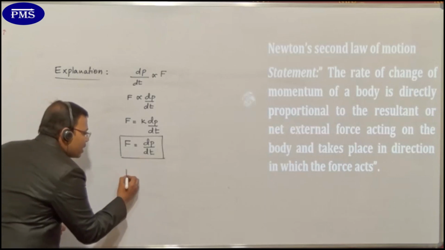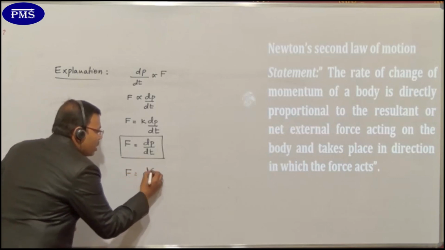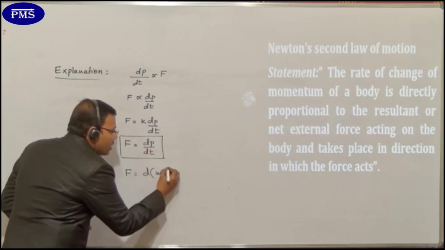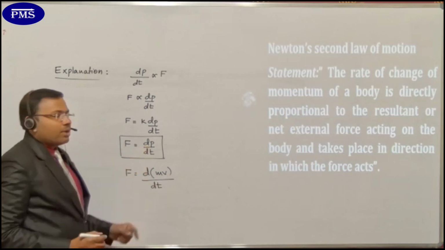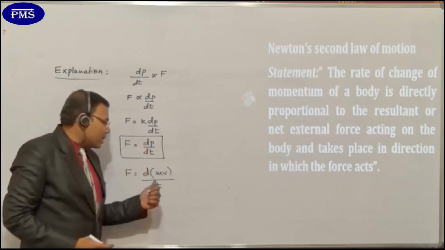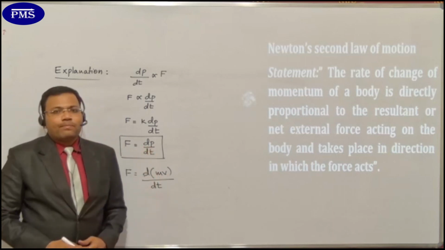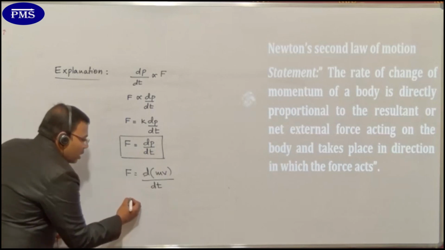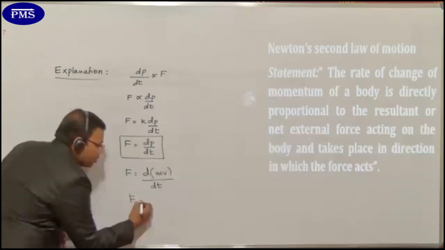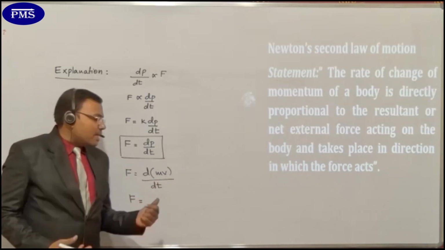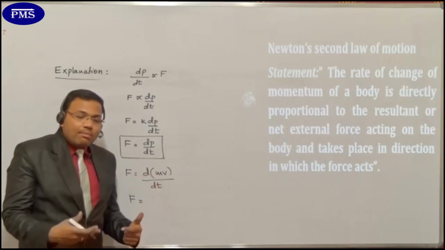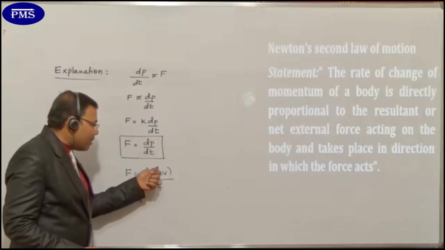So if I write F = d(mv)/dt, what is momentum, students? Momentum is mv. You know, momentum is the product of mass and velocity, so I have written p as mv. Now F is equal to, try to understand, this is a product. If I consider mass as constant, I can take m outside.